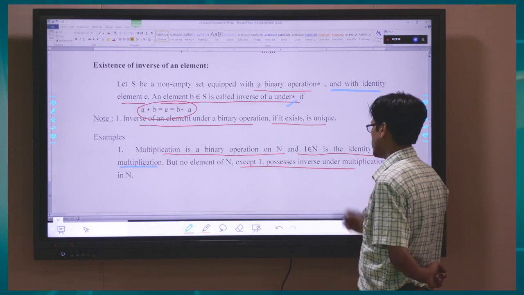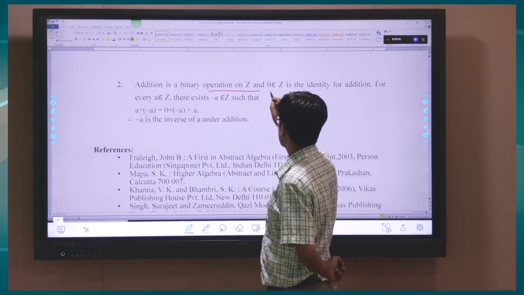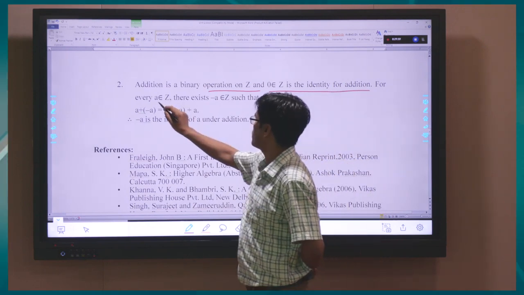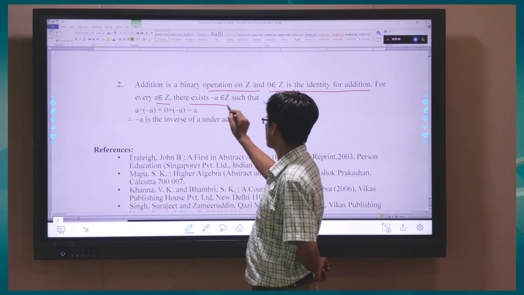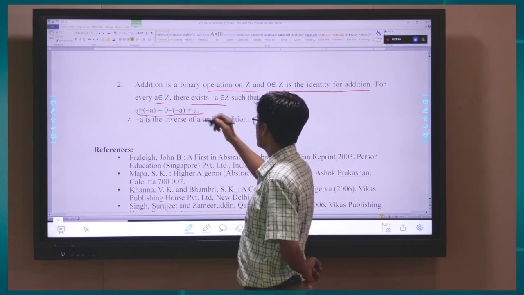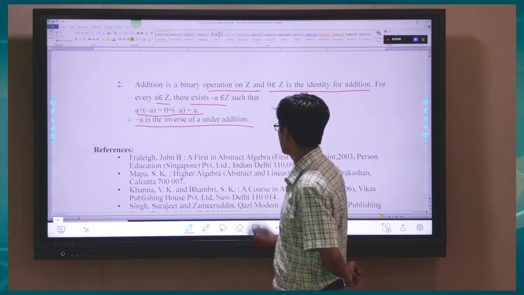Similarly, addition is a binary operation on Z, and 0 is the identity element for addition. So for every A belonging to Z, there exists minus A belonging to Z such that this condition is satisfied. Then minus A is the inverse of A under addition.